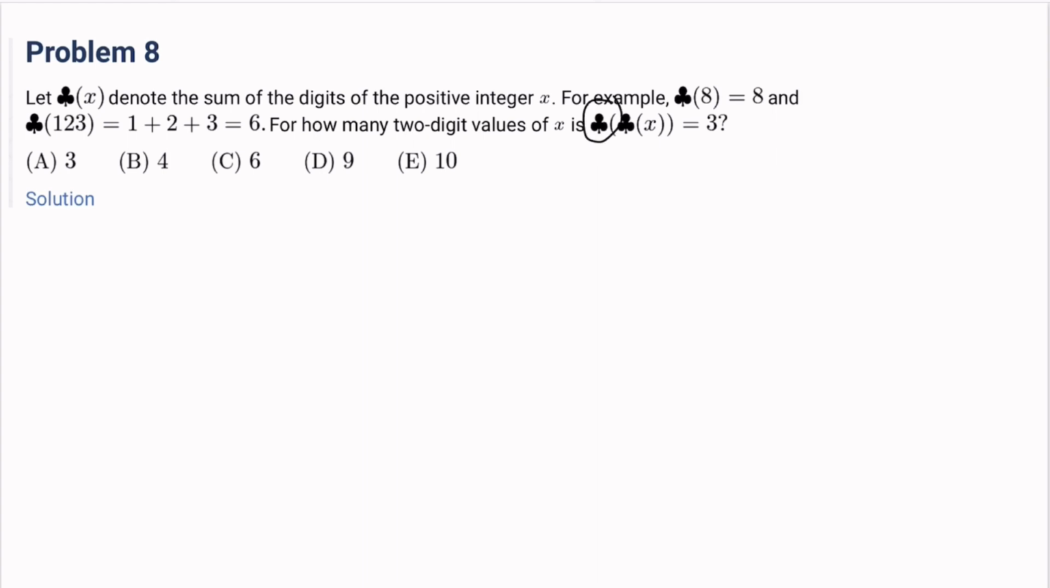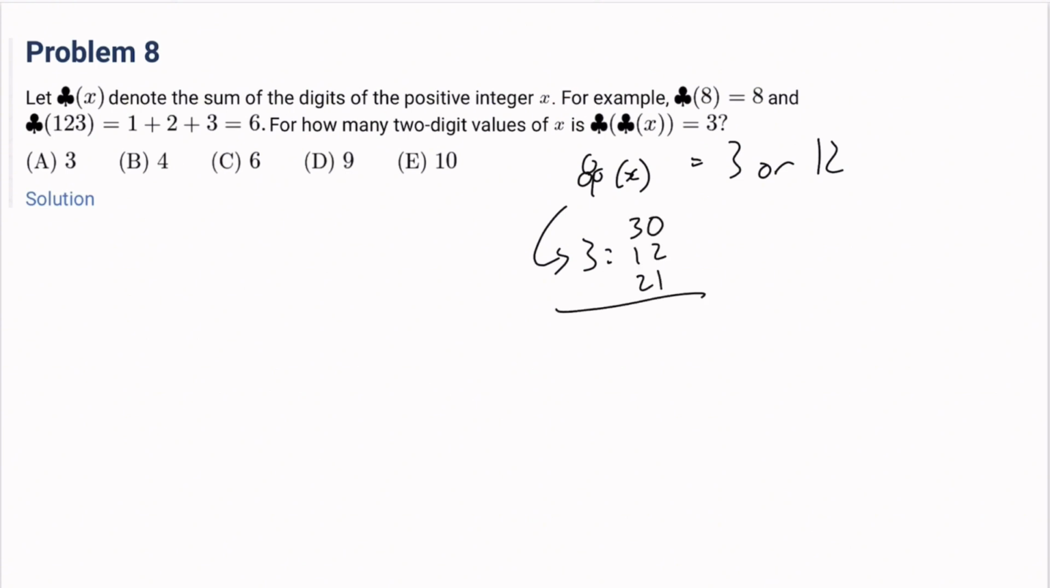Okay, so since club of x equals 3, and this is the sum of the digits, right? Then club of x can be 3 or 12, right? Because it has to be two-digit numbers, so x can't be over 99, right? So if club of x equals 3, then x can be 30 or 12 or 21, right?